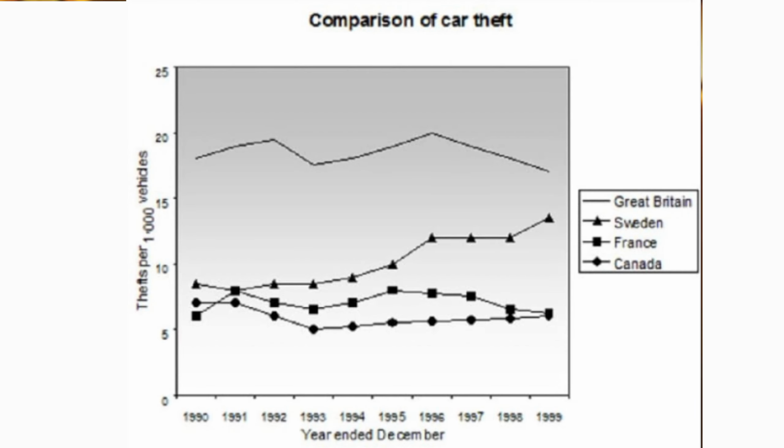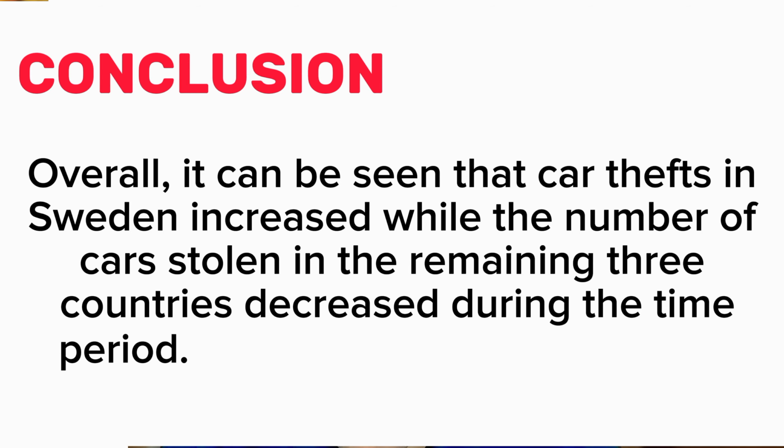I told you that the overview simply means the things that increased and decreased. Here you can see that the car thefts in Sweden increased over the years, but the car theft in the remaining 3 countries decreased over the years. So we'll be writing: overall it can be seen that the car thefts in Sweden increased, while the number of cars stolen in the remaining 3 countries decreased during the time period.